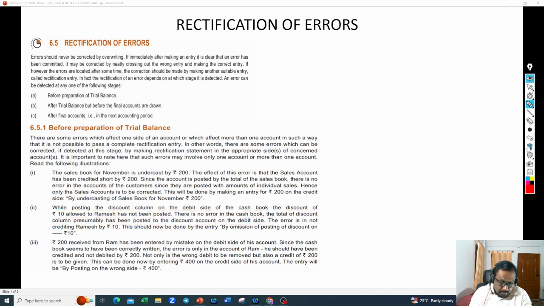Right. Next, 200 rupees received from Ram has been entered by mistake on the debit side of his account. When we receive 200 rupees from Ram, what entry do we put? Cash account debit to Ram account.